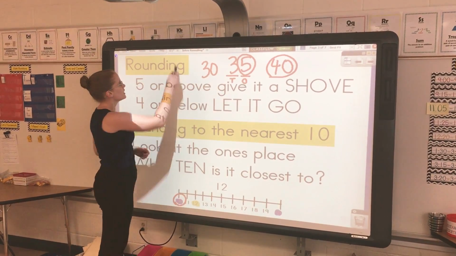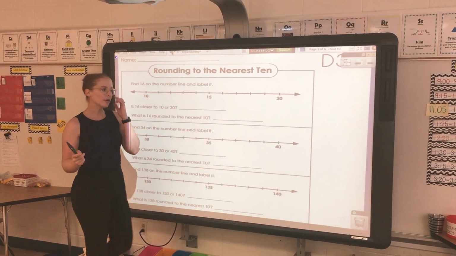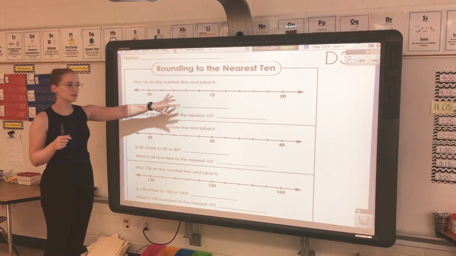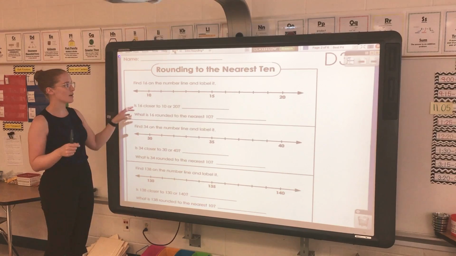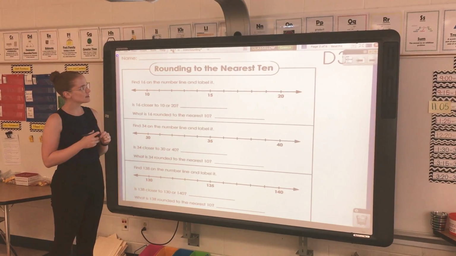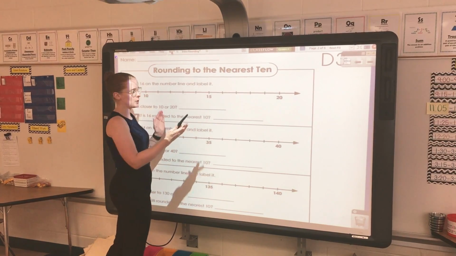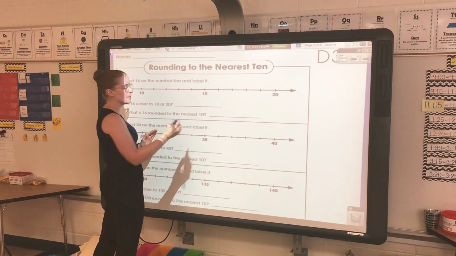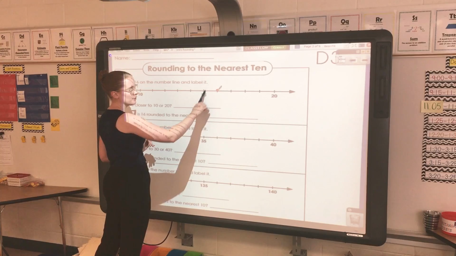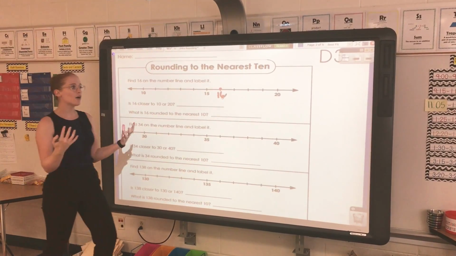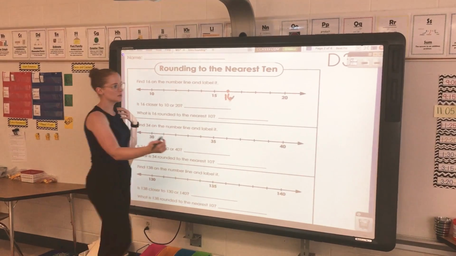Tonight you might see on the homework some practice problems for rounding to the nearest 10. The first side is going to be rounding to the nearest 10 on a number line. The direction says find 16 on the number line and label it. So we have the two tens that it's between, and then we have the 15 in the middle. So we know, okay, 15 and 16. And we can count to see how far away it is to see which 10 it's closest to.